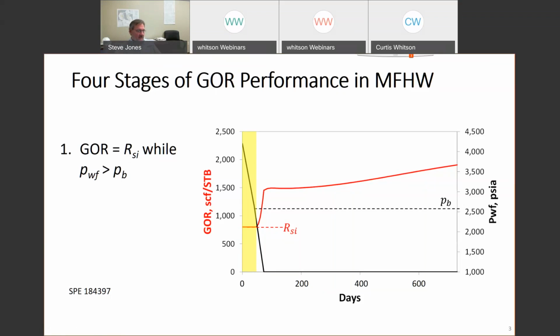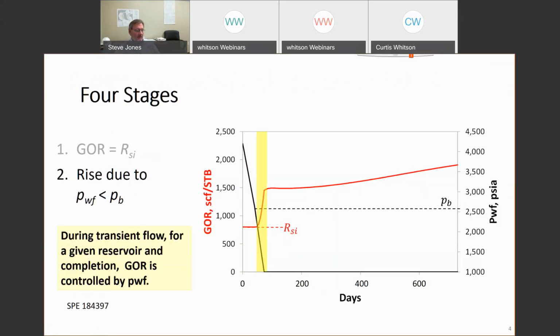That's the first stage. The second stage will be when the bottom hole flowing pressure falls below the bubble point, at which time you'll see a rise in the gas-oil ratio. And on this plot on the right here, the gas-oil ratio is the red line with the scale on the left. The black line is the bottom hole flowing pressure with the scale on the right. You can see the bubble point in this case is about 2,600 psi. So when the bottom hole flowing pressure falls below 2,600 psi, very soon the GOR will begin to rise.